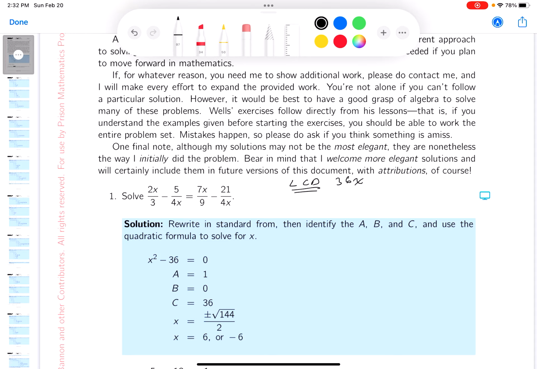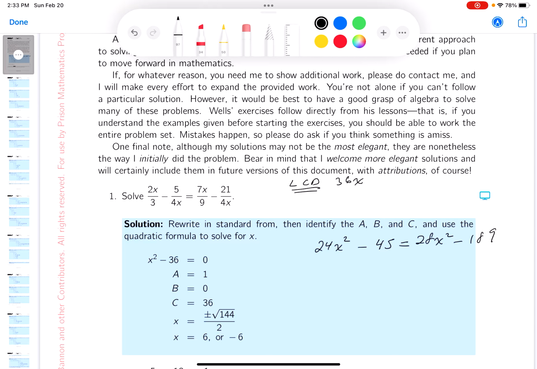If you multiply the first term by 36x, what are you going to get? Well, you get 12, because 3 goes into 36 12 times. 12x times 2 is 24x squared. Next one. Well, 4x goes into 36 9 times, and 9 times 5 is 45. Equals 9 goes into 36 4 times, so you have 4x, so you get 28x squared. 4x goes into 36x 9 times, and 9 times 21 is 189.